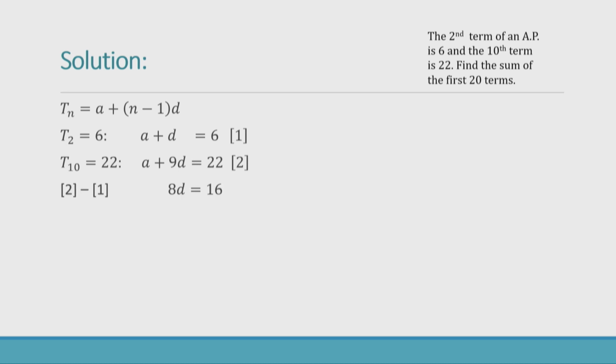So here equation 2 minus 1 will give me 8d = 16 and d = 2. I substitute the value of d into equation 1 and I get a = 4. So now I have to find the sum of the first 20 terms.